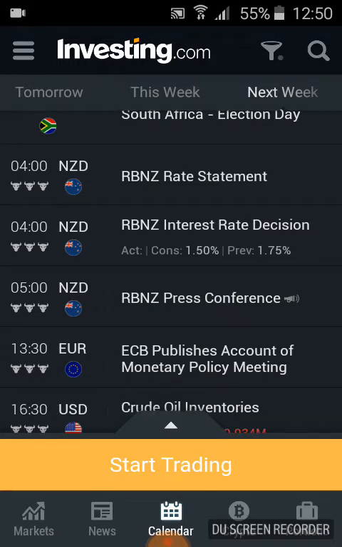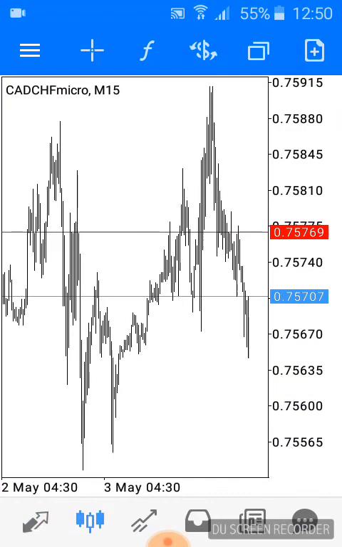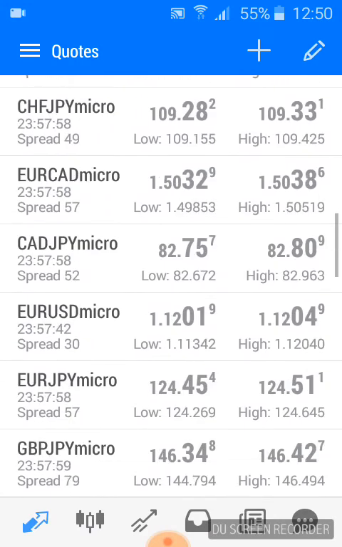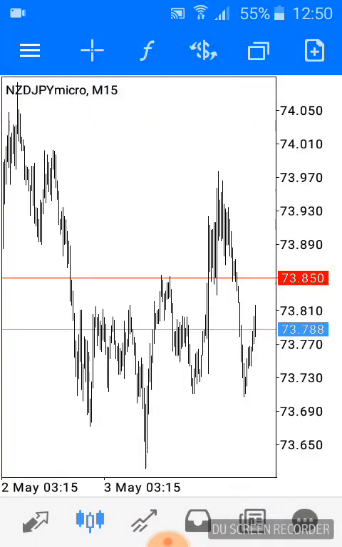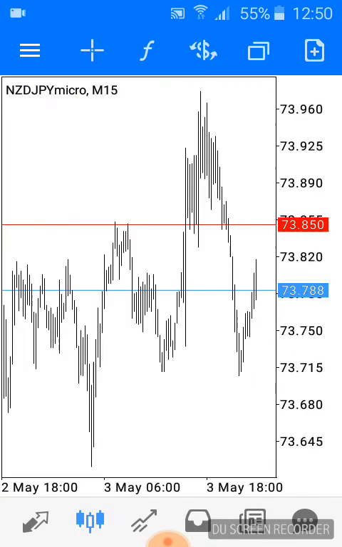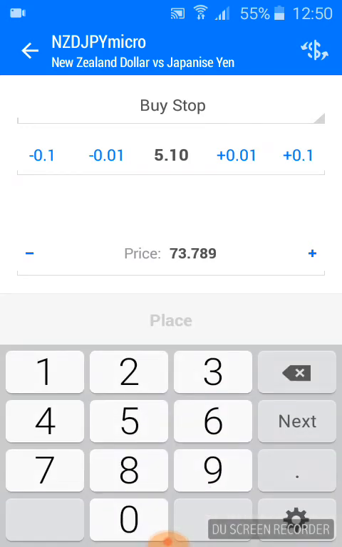So how many points is 300 points? So go to any pair that involves NZD. You do the same thing again. That's how I trade news, guys. Use a huge lot size. What do you do? Buy stop, you add 300 points. From that 700, you add 300 points.